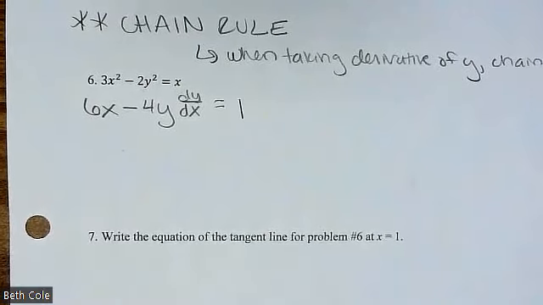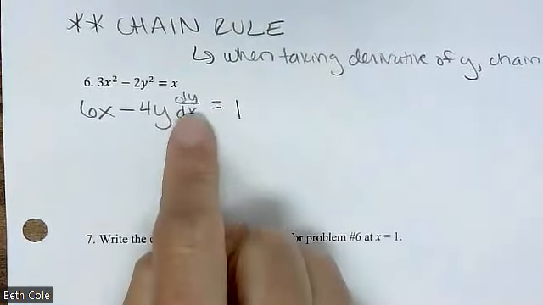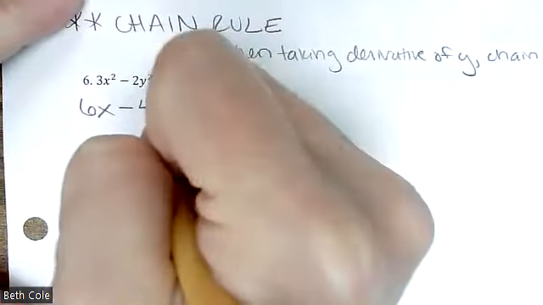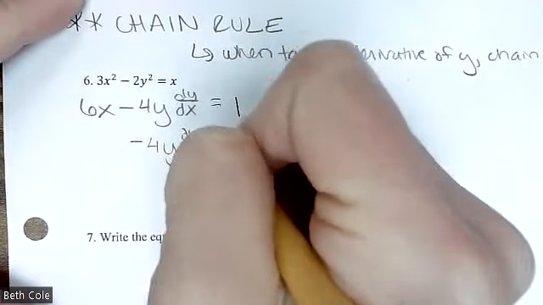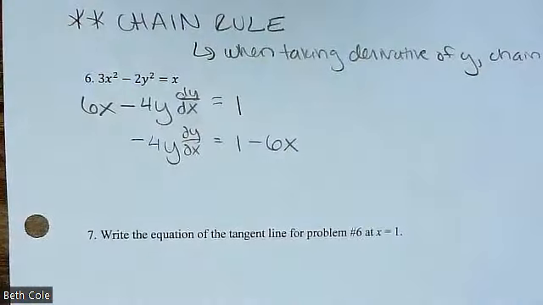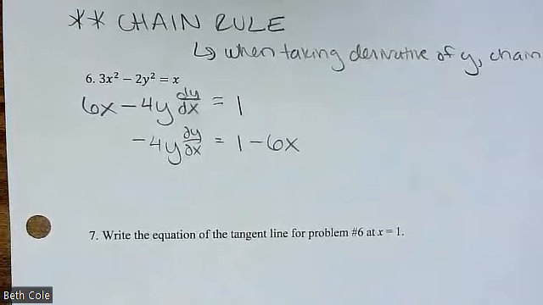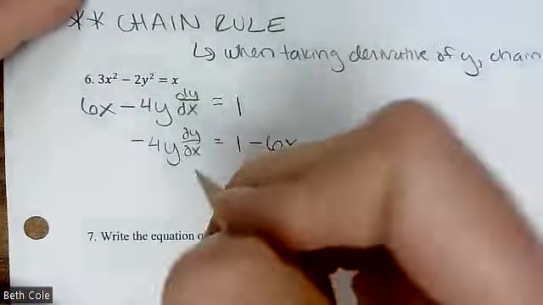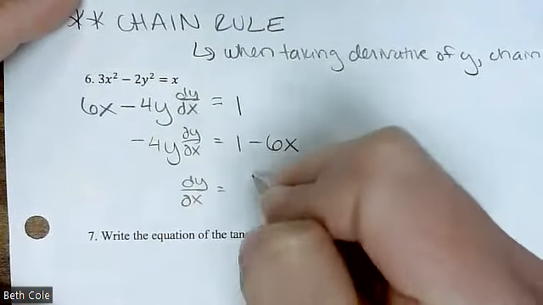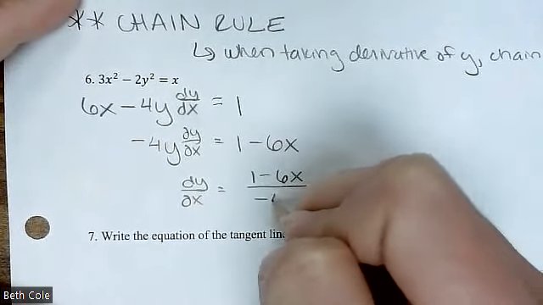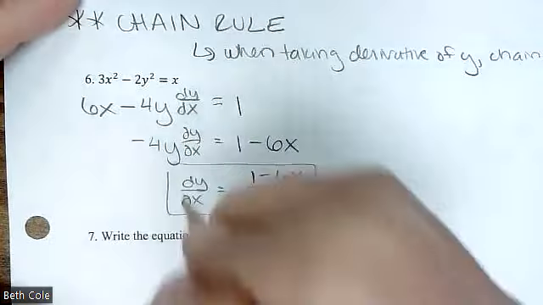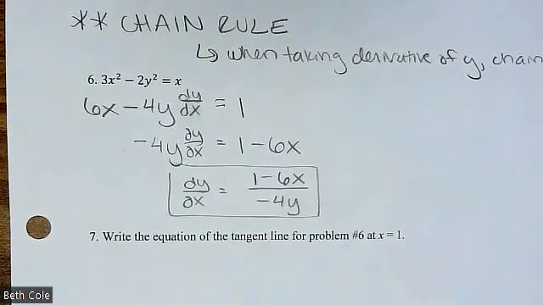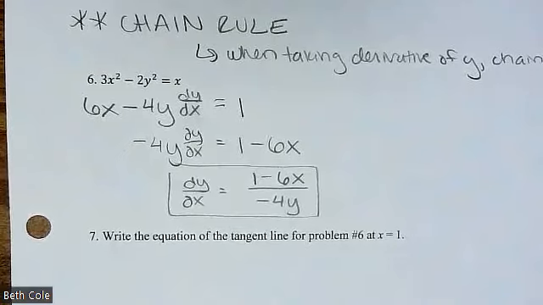You have to get dy dx by itself, so you are solving for dy dx. What would you do to both sides to start to try to get this by itself? Subtract 6x. So this would be 1 minus 6x. And then your last step, divide by negative 4y. So your answer is 1 minus 6x over negative 4y. If the problem looked like a disaster, your answer is going to look like a disaster. So if it looks awful, then you probably did it right. Okay?